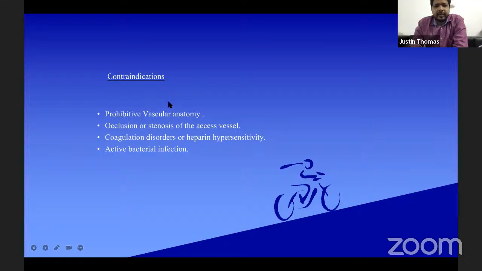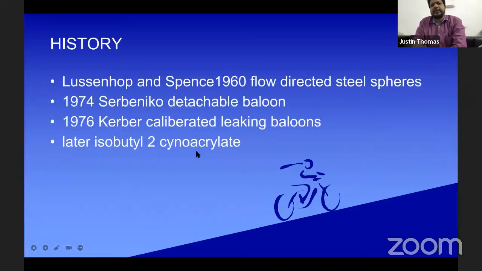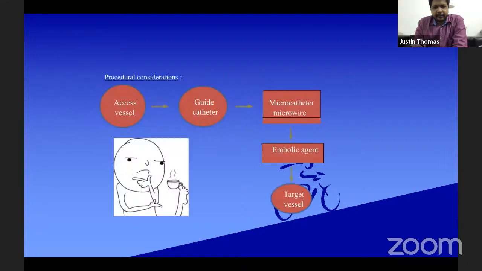Prohibitive vascular anatomy is a contraindication. Excess vessel occlusion or stenosis, coagulation disorder, heparin sensitivity and sepsis are relative contraindications for embolization of AVMs. Initially, flow-directed steel spheres were used in the 1960s to block AVMs. Then detachable balloons came, and then came the time of acrylates, cyanoacrylates.